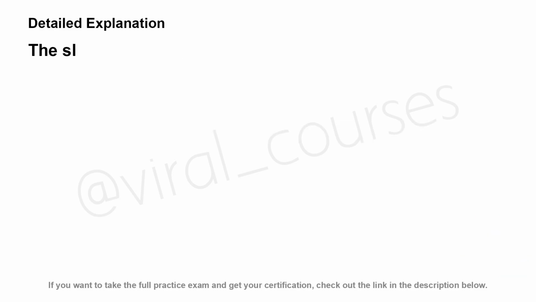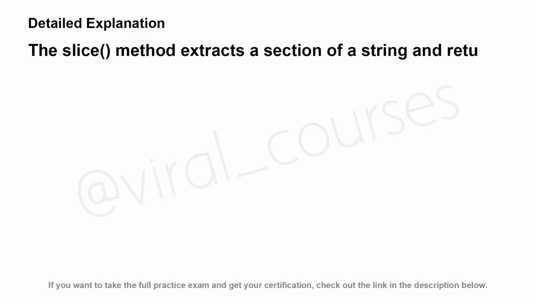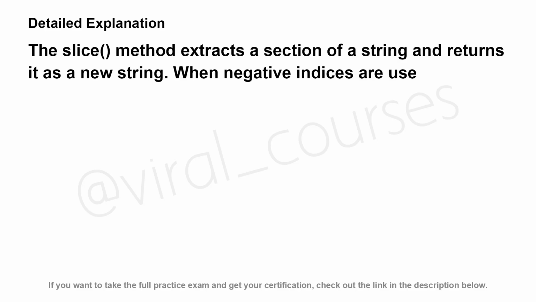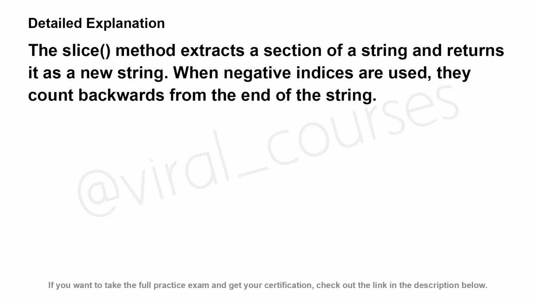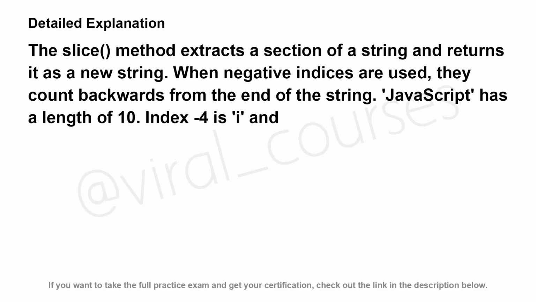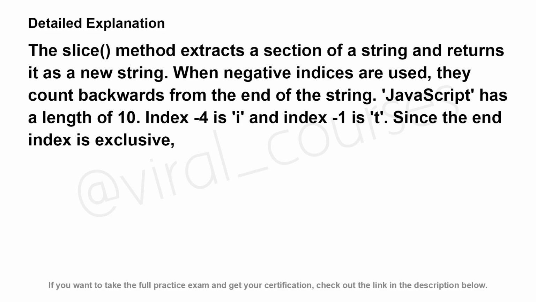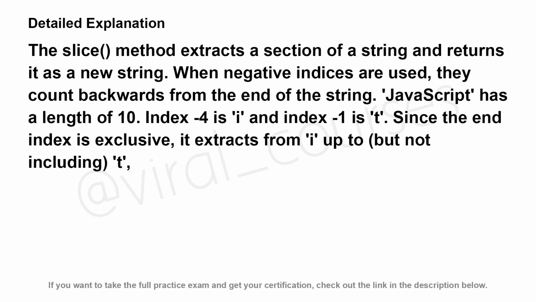The slice method extracts a section of a string and returns it as a new string. When negative indices are used, they count backwards from the end of the string. JavaScript has a length of 10. Index -4 is I and index -1 is T. Since the end index is exclusive, it extracts from I up to, but not including, T, resulting in IPT.